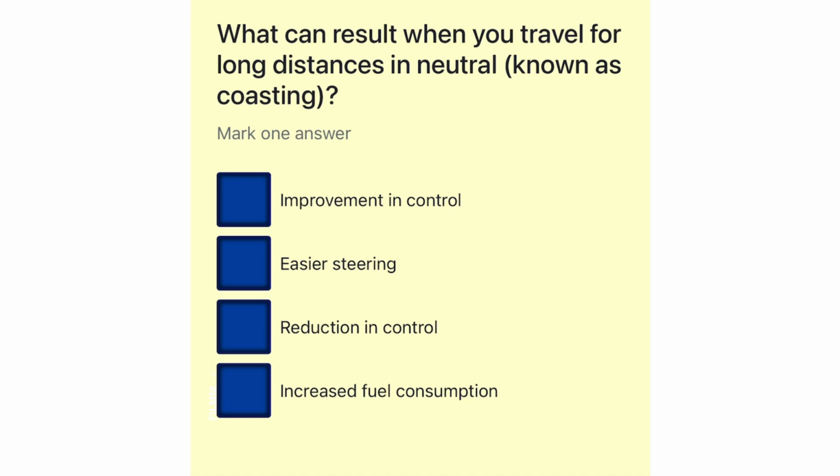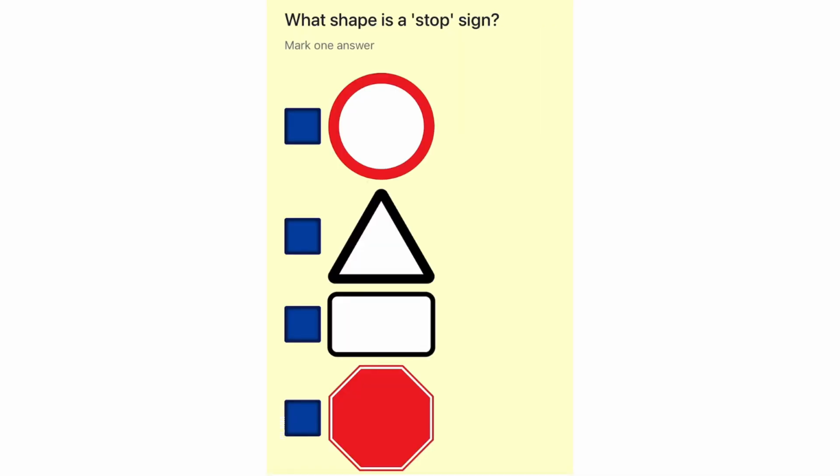What can result when you travel for long distances in neutral, known as coasting? Improvement in control. Easier steering. Reduction in control. Increased fuel consumption. What shape is a stop sign?